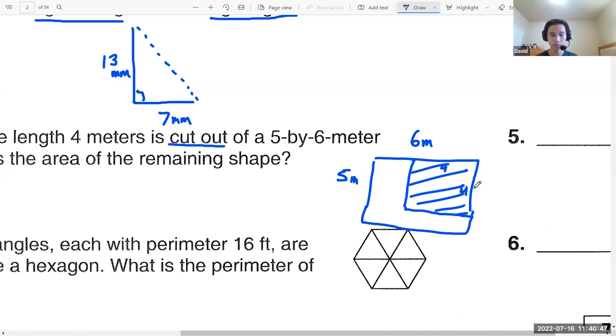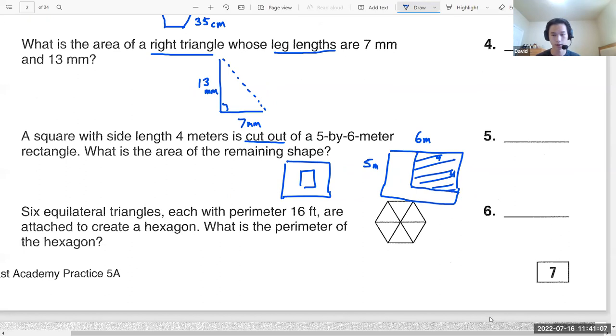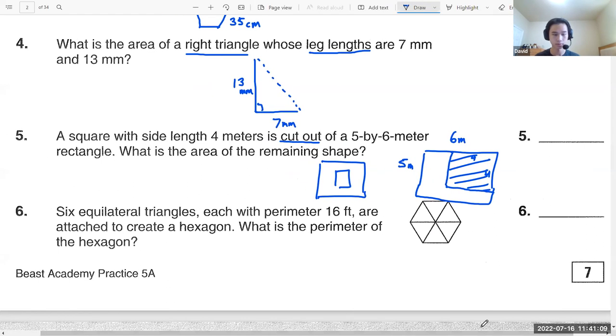So it doesn't necessarily matter where you place it. For example, your square could be right in the middle. The idea here is just that since we cut it out, we're going to subtract. So we're going to find the area of this rectangle. So 5 meter by 6 meter, that's 30 meters squared.